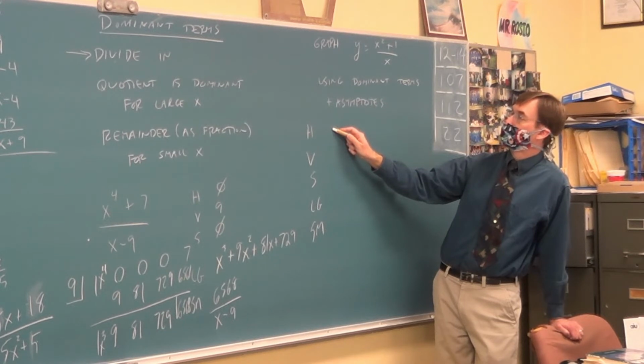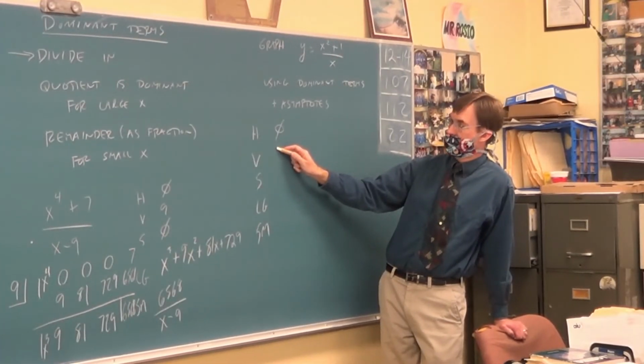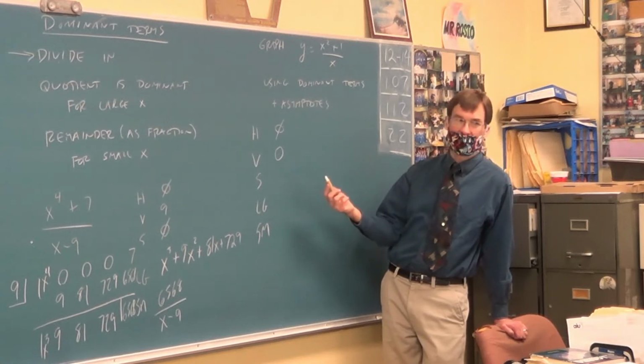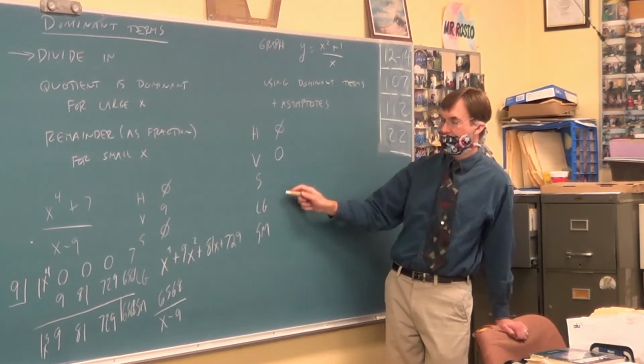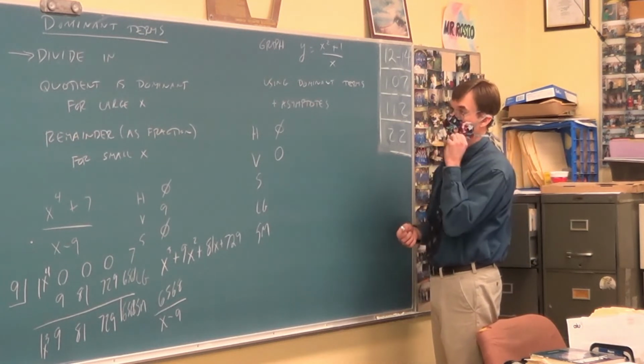No. Vertical. Yes. Namely 0. Slant? Yes. In a second we'll have to divide, and divide the large and small anyway. Here's a different kind of division.